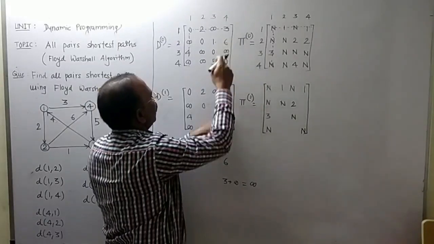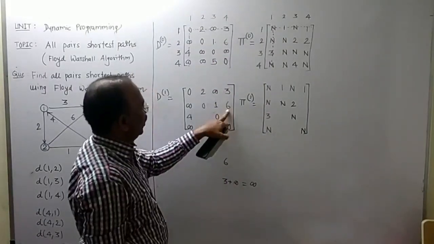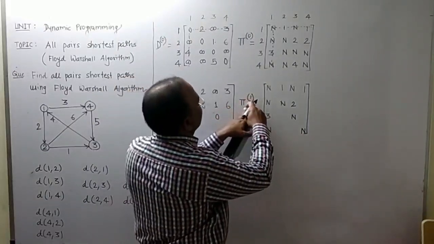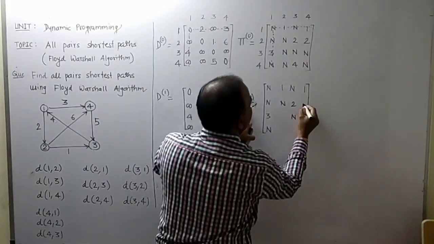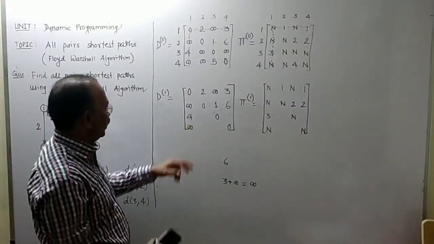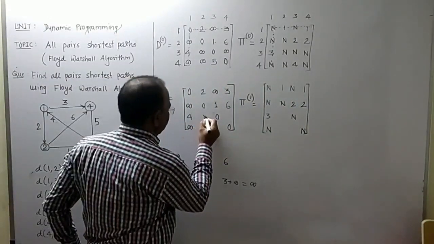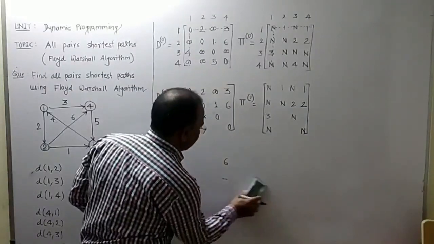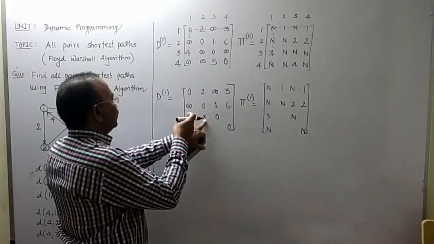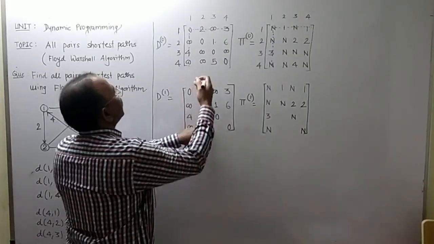Same value we have written from the D0. It means there will not be a change in the pi 1. Means the same value we have to specify here. Now see the third row. Now let us see which value will come here.